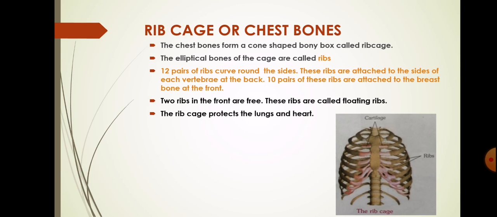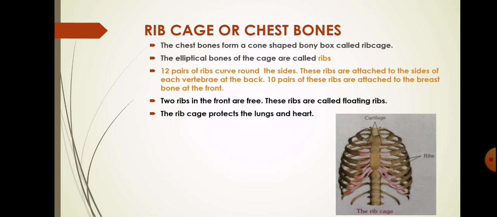Out of 12, 10 pairs of the ribs are attached to the breastbone in the front, and 2 ribs in the front are free. At the back they are joined with the part of the vertebrae. But in the front only 10 pairs of the ribs are joined to the breastbone, and the 2 ribs in the front are free, and these 2 free ribs are called floating ribs. The rib cage protects the lungs and heart of our body.